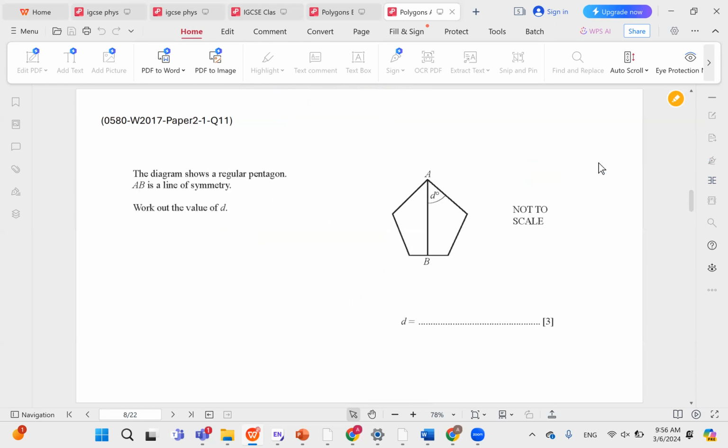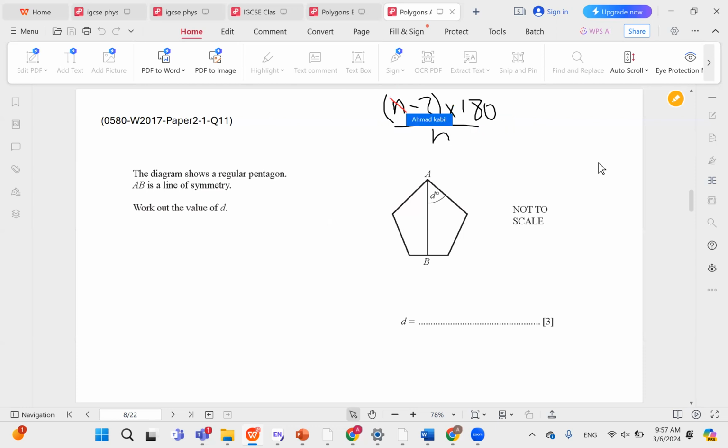The diagram shows a regular pentagon. AB is a line of symmetry. Work out the value of D. So a regular pentagon is a polygon with 5 equal sides. We can get one interior angle using the rule n minus 2 times 180 over n.